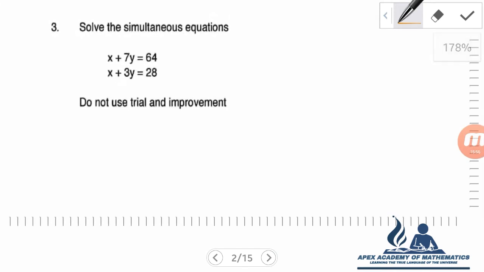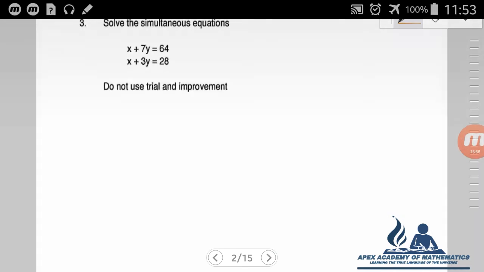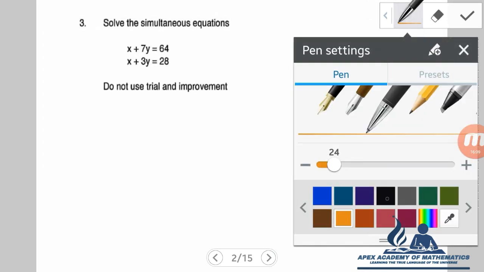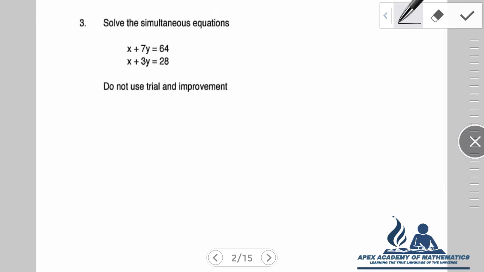All right, so what we have here is to solve the simultaneous equations, and the second one is x plus 3y is equal to 28. Naturally, guys, we're going to be naming our equations as per usual. So this is equation 1 and of course this is equation 2. All right, lovely. So now what method am I going to use here? I am going to be using the elimination method.